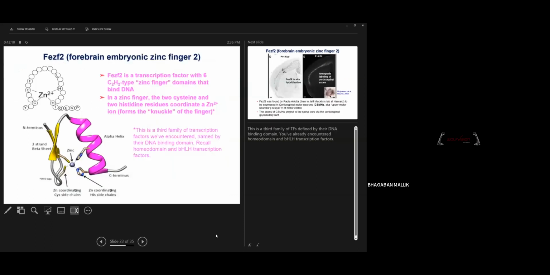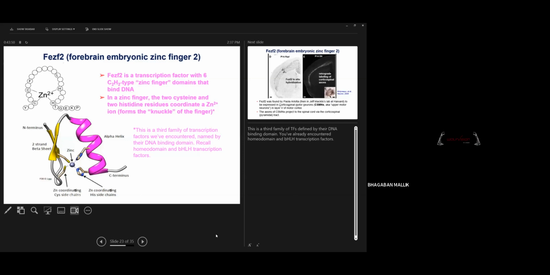FEZF2 is the forebrain embryonic zinc finger 2 transcription factor. So you have 6 of this structure that forms this FEZF2 complex. Showing one complex, it's a zinc finger. It contains a zinc finger in the center. You can see that the zinc finger has 2 cysteine residues and 2 histidine residues, which make coordinate bonds to the zinc. In the C terminus, this is showing only 1, and you have 6 like this that form this FEZF2 transcription factor.